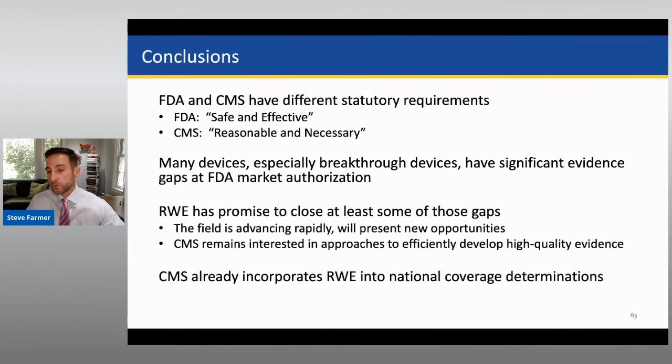CMS believes that real-world evidence has promise to close at least some of those gaps and may do so very efficiently. The field is advancing rapidly, and we expect it will present new opportunities. We look forward to working with the FDA and other stakeholders to identify real-world evidence applications that close the evidence gap while preserving the quality of evidence that CMS requires. We also note that, as I illustrated in the TEER example, CMS already considers real-world evidence in our decision-making and will continue to do so in the future.